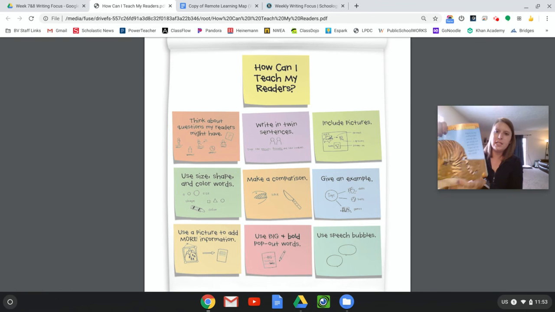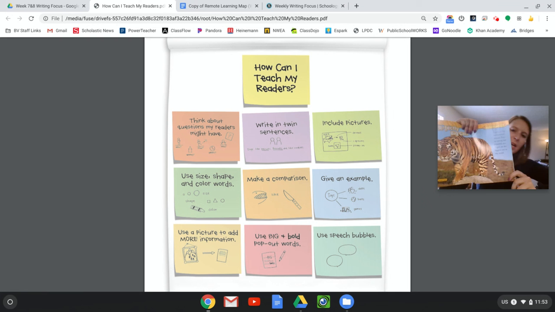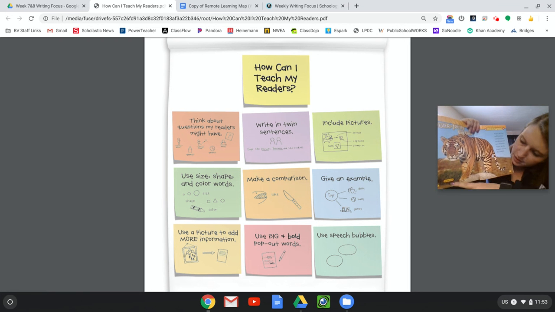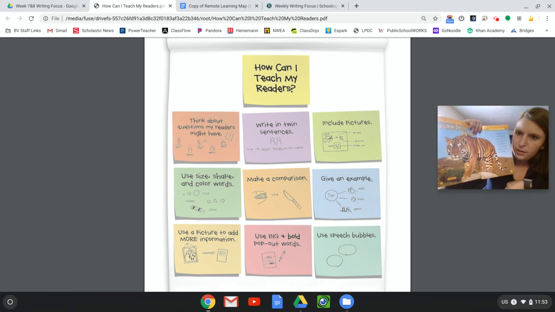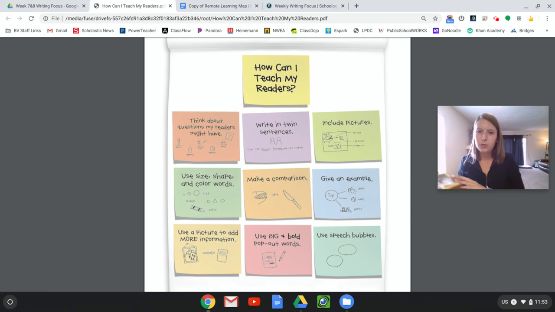Like a lot of these have the label of what kind of tiger it is. So in the corner here, it says Bengal tiger. Okay, so that's like adding some information to your picture. And that actually goes along with this one down here. Use a picture to add more information.